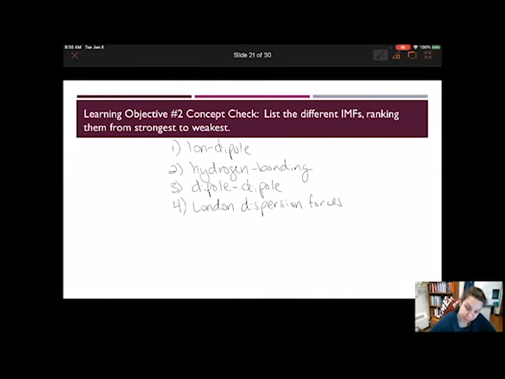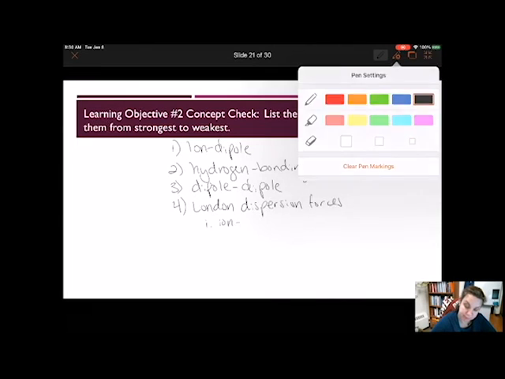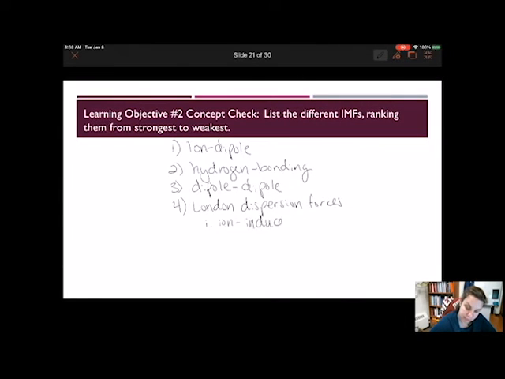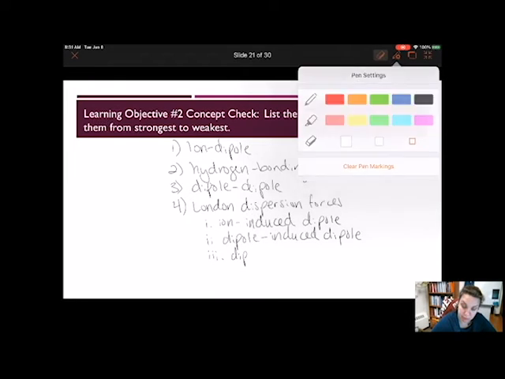And remember, with our London dispersion forces, we have ion induced dipole, dipole induced dipole. And then our weakest of all our intermolecular forces will be our induced dipole-induced dipole.